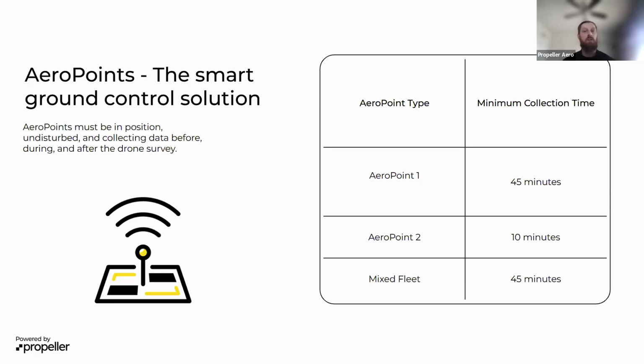The AeroPoint 2, though, it only needs 10 minutes of collection time. It's observing more satellite constellations, so far reduced collection time necessary there. And that's really convenient because we have a minimum collection time of 10 minutes on the drones as well as the AeroPoint, so that really dovetails nicely.